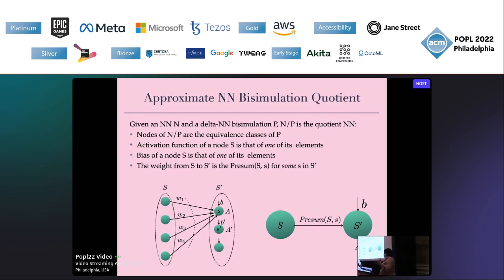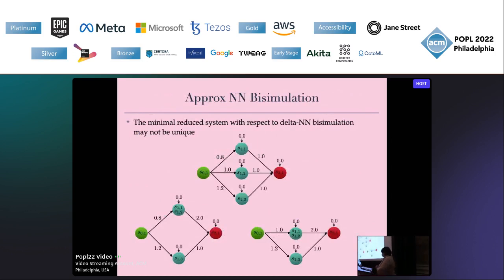Right? So now we could result in multiple reduced systems, even for a given N and P. So here is the example that we had before. So let's say we merge S11 and S12. Then the reduced system could be either of the two. Where in the first we chose to have the weight to be 0.8, whereas in the second we choose the weight to be 1 from S01 to that club node.